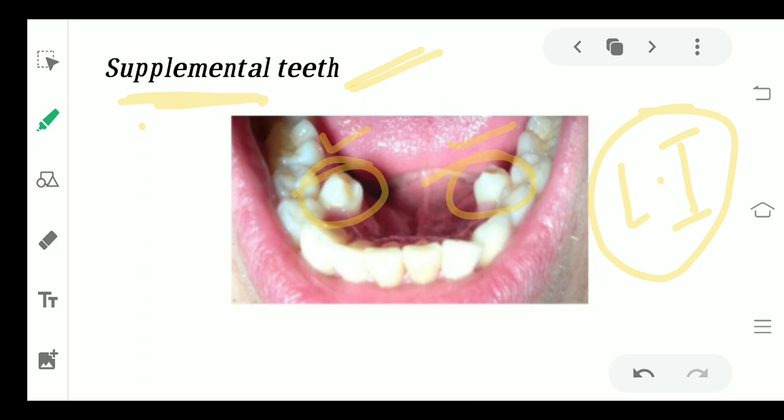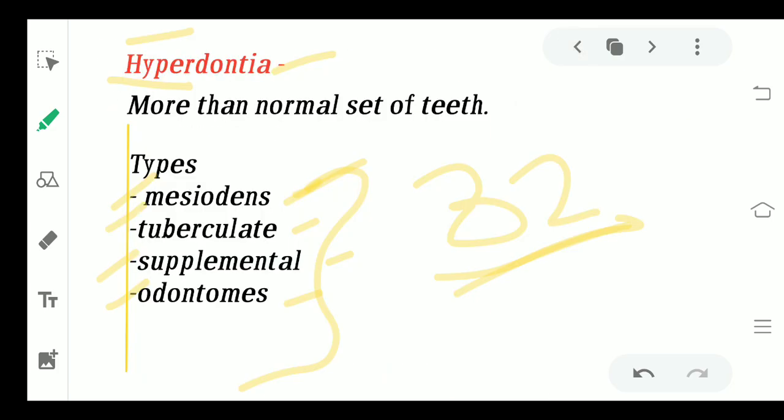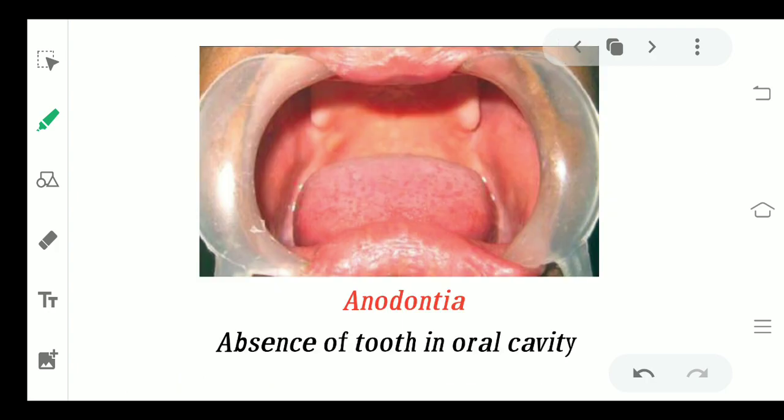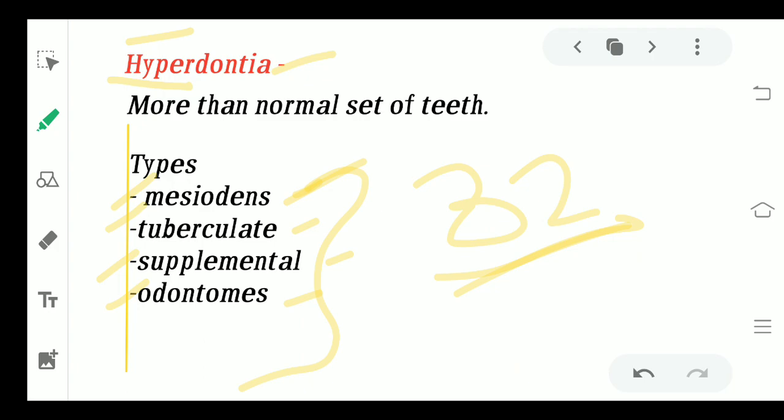Now here, going with a small revision, what we did was, on the basis of size, we have microdontia and macrodontia. Then on the basis of shape, we have different things like gemination, fusion, concrescence, dilaceration, taurodontism, talon cusp, all these things which we discussed. And last but not least, we have it on the basis of number, in which we first studied anodontia, hypodontia and hyperdontia.